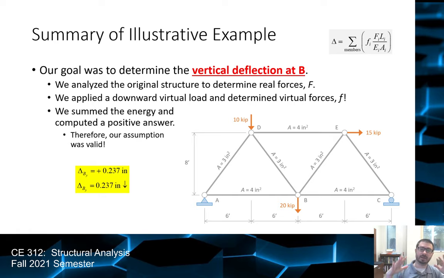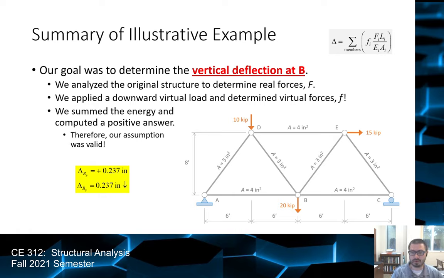And hopefully the past few slides explained not just the method, but the madness behind the method, if you will, the concept. I know there was a lot of alphabet soup there, but again, all we're trying to do is quantify the energy and figure out how much energy the system is storing and how that compares to the external work done. Since the external work done is a function of the deflection, we isolate that and solve for the deflection. And that's it. That's all I've got for the lecture.